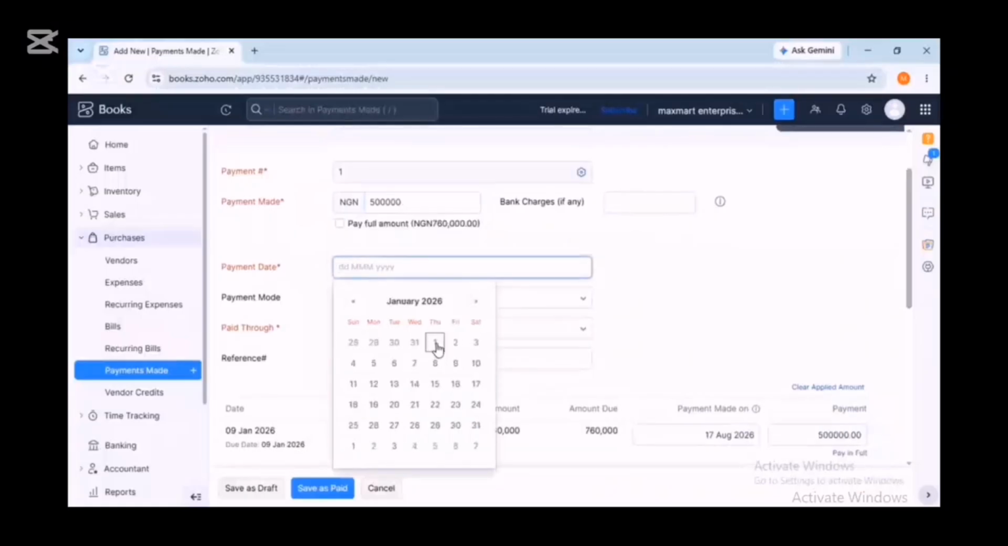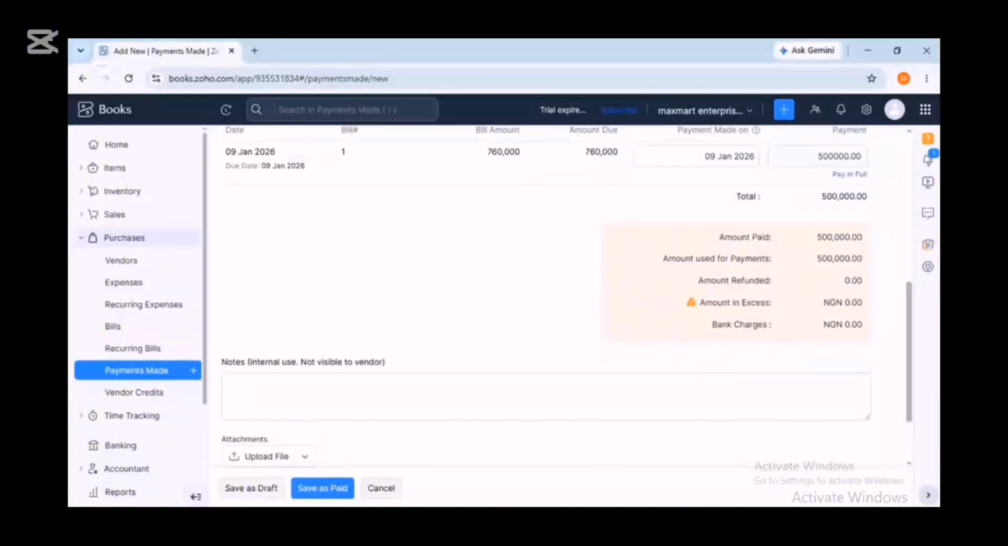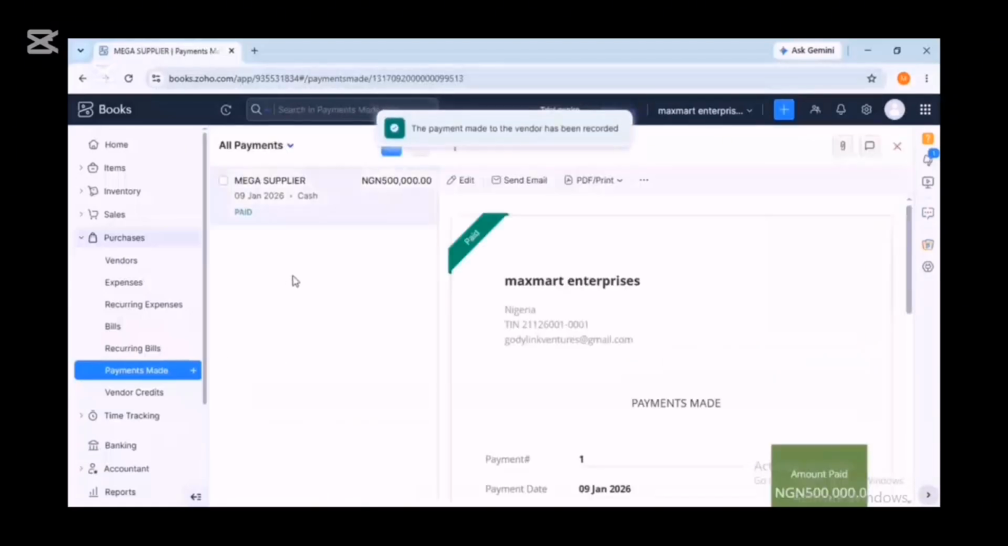Select the date. Select 9. So we pay through the bank, Access Bank. So let's save as paid. Absolutely. So we've done that. This is a payment made to Mega Supplier.